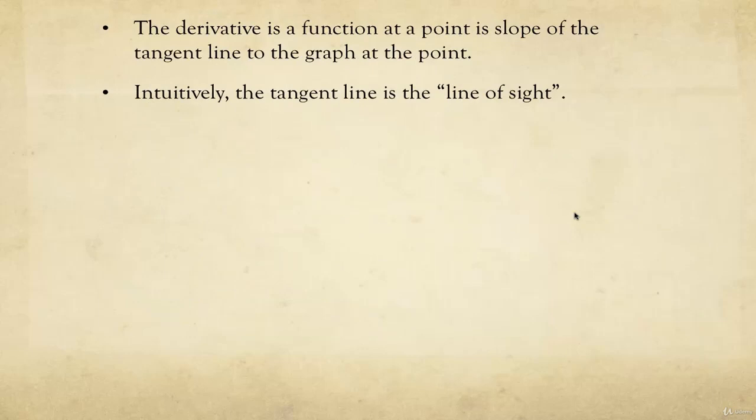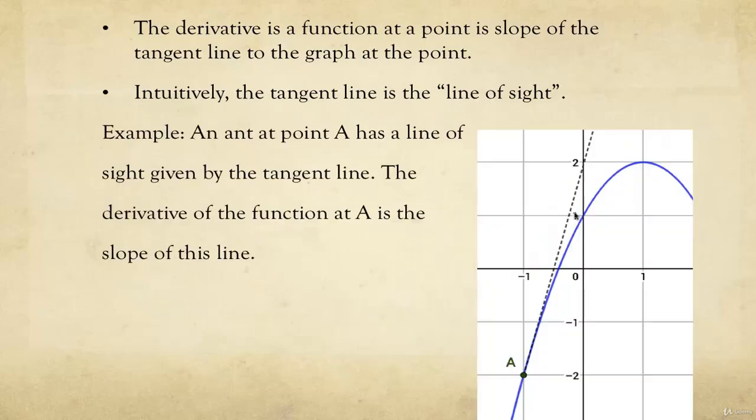Another way to think about the derivative is that we can look at the slope of a line called the tangent line. So the derivative is the slope of the tangent line of a graph. The tangent line can be thought of as the line of sight. So here's the ant again at position A, and imagine that the ant is looking as he's walking up this hill. So the ant's line of sight is the tangent line. Or you can imagine if you're on a roller coaster, then your line of sight, the way that you're facing, is the tangent line.